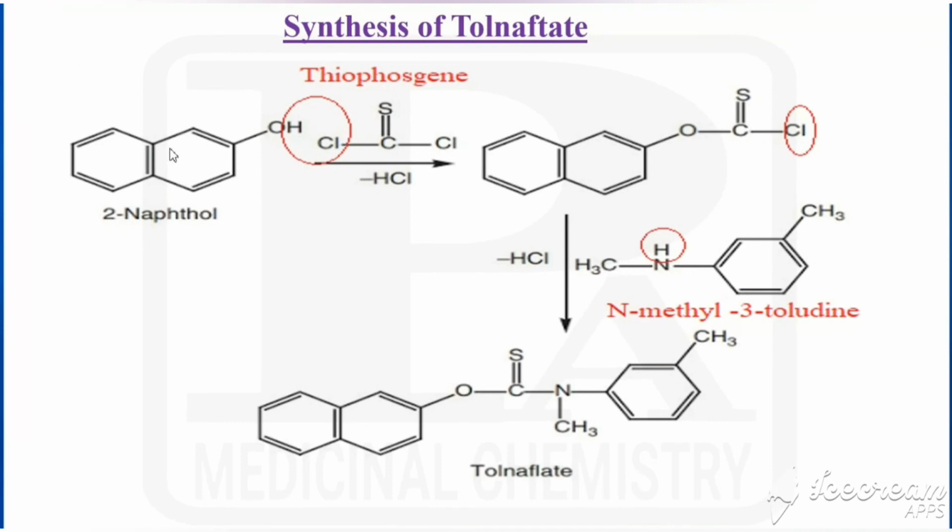So how can we get tolnaftate? We have taken 2-naphthol that is treated with thiophosgene. HCl is removed. We got this. Now we are adding N-methyl 3-toluidine. So here HCl is removed. That's why the left group would be attached with this carbon and we are getting tolnaftate. So that's all about the synthesis of tolnaftate.